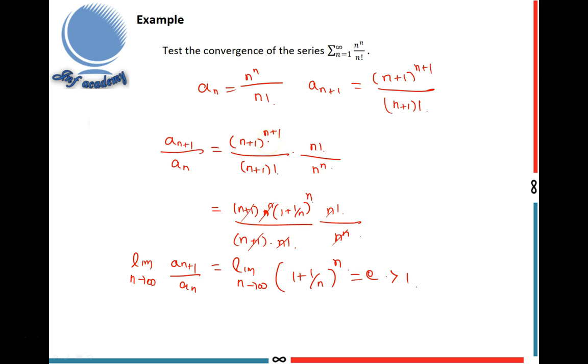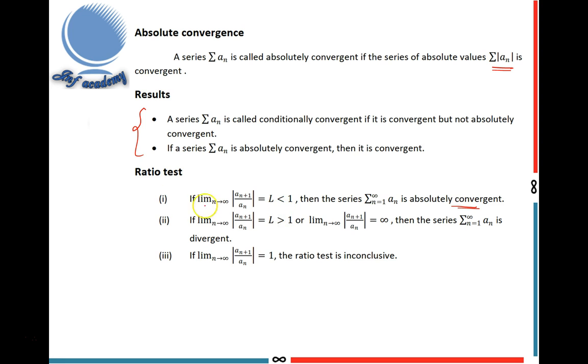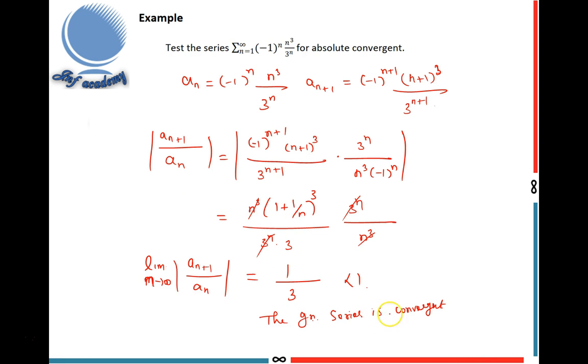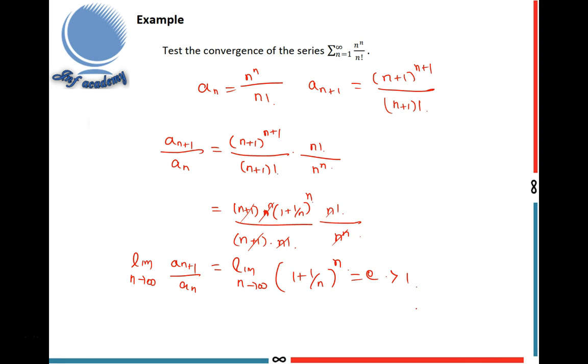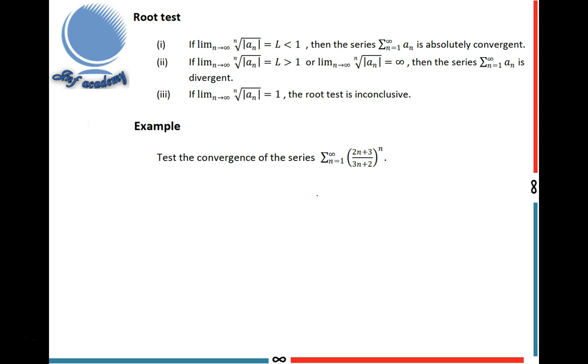By using the ratio test, this value is greater than 1, then it is divergent. So the given series is divergent. This is one example of the ratio test. Divergent because the limit value is greater than 1. So it is divergent. Next, root test.